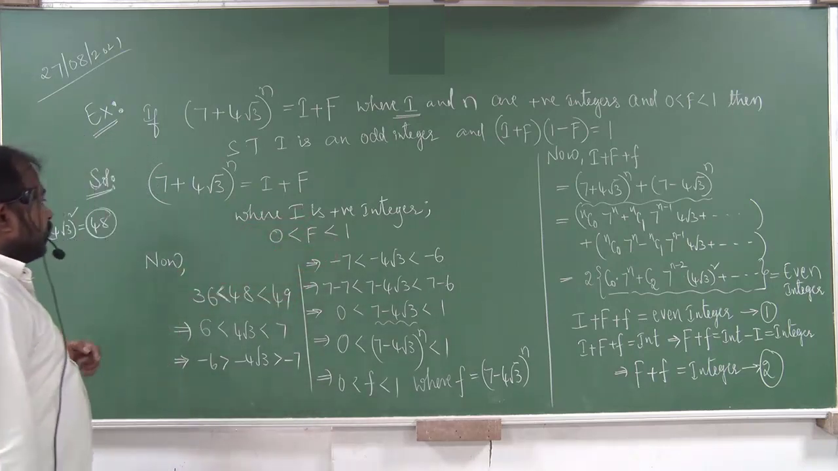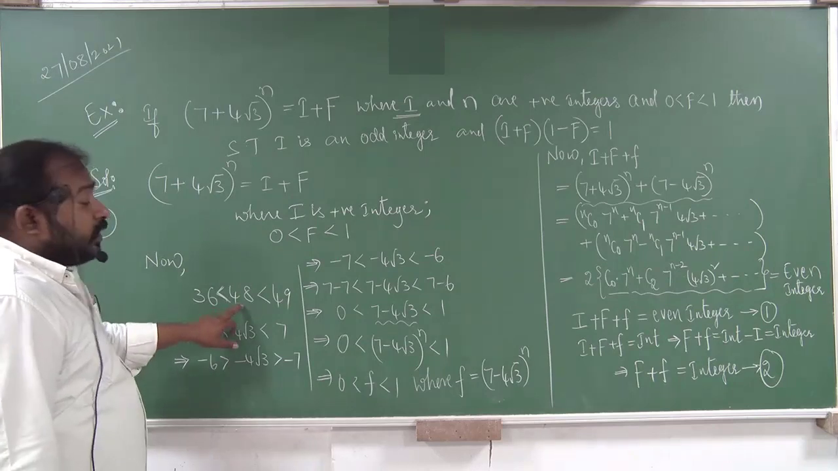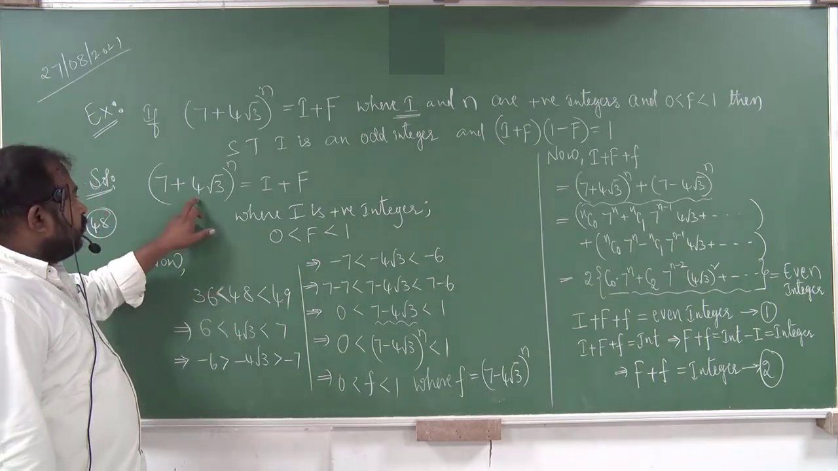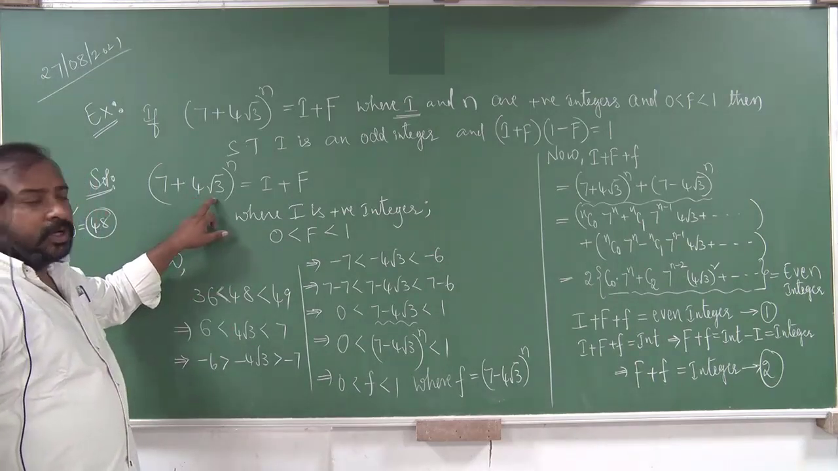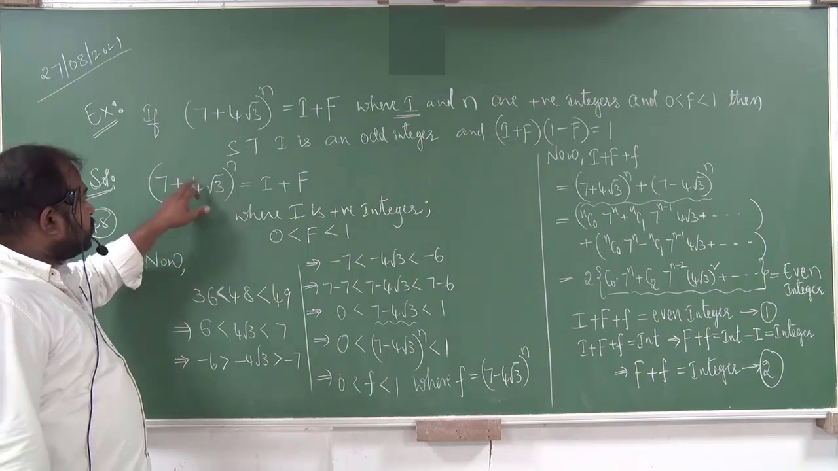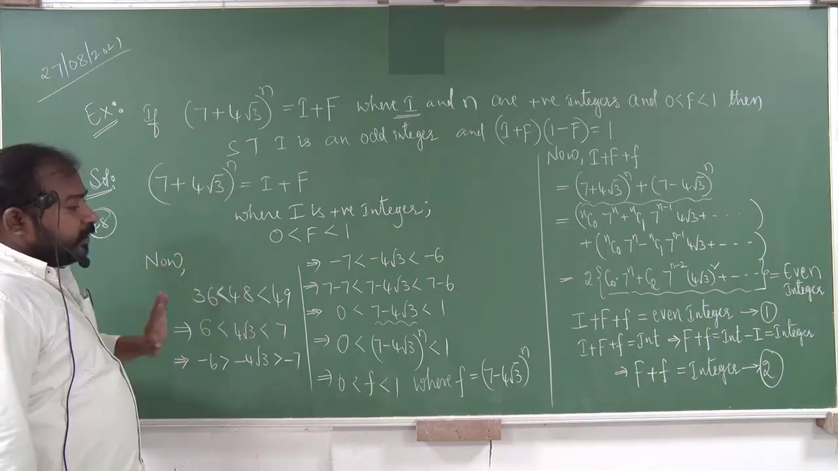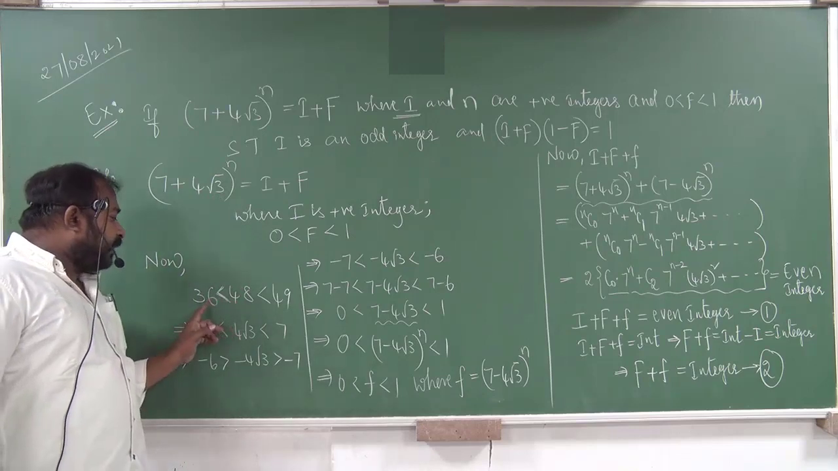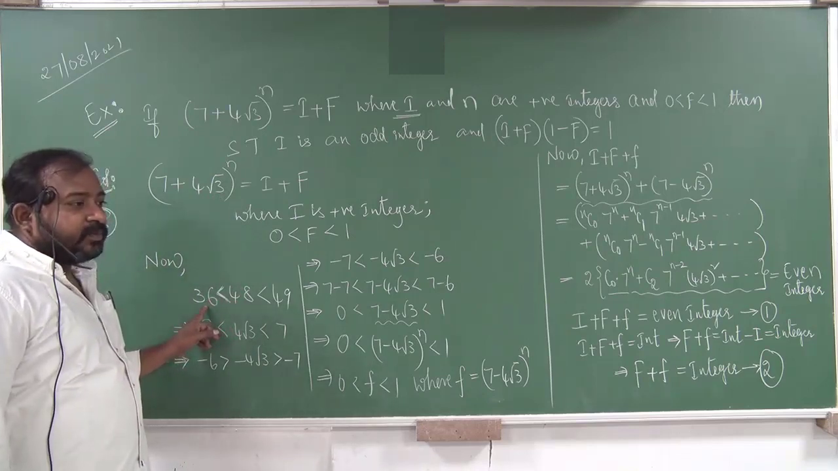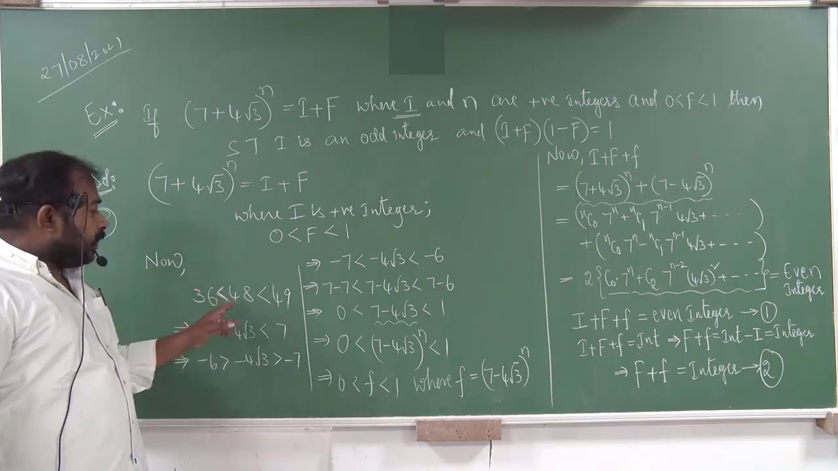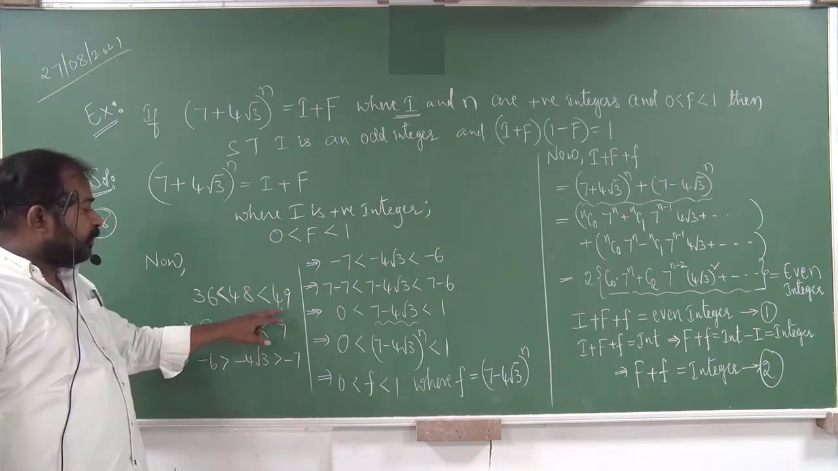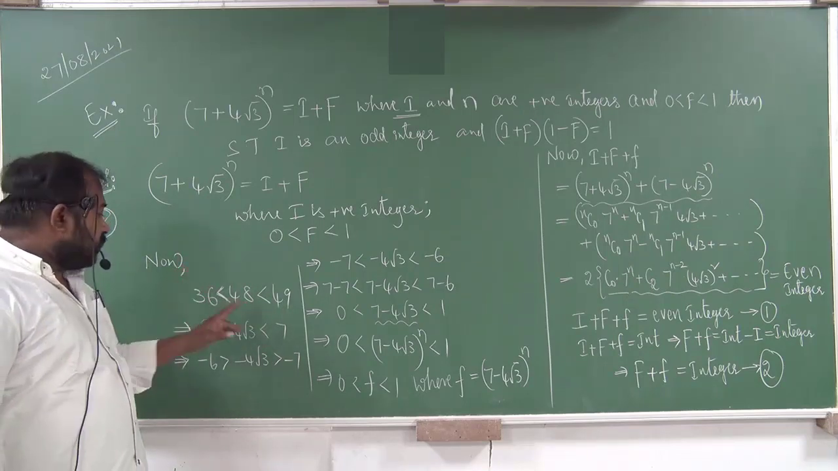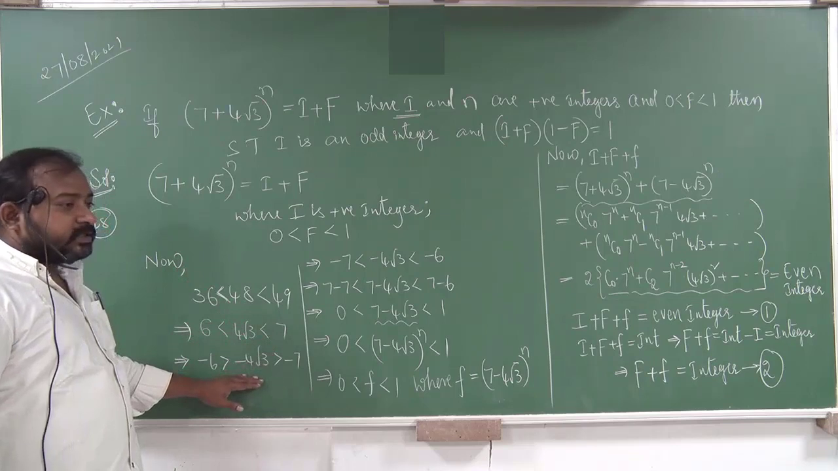Now I will consider one value of 48. How can I consider that value? (4 root 3) whole square value. What is the (4 root 3) whole square value? 4 square is 16, 16 times 3 is 48. Less than 48, a perfect square number nearer to 48, and greater than 48, a very close perfect square number. Then I can take the root value. I can get it like this.